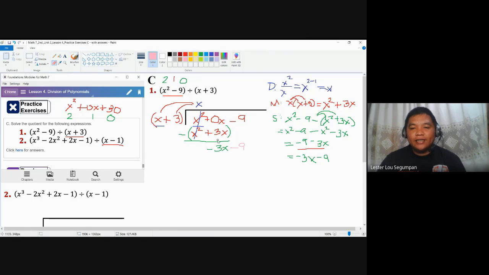Now that we have this, negative 3x, from again, the plus sign becomes minus sign because it changes the sign here. And then we repeat the operation. So we are going to go back to the first term. So the division of the first term, negative 3x divided by x.